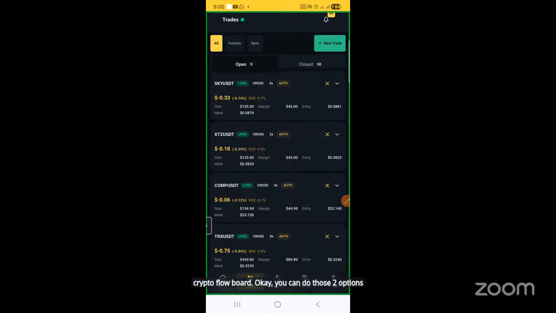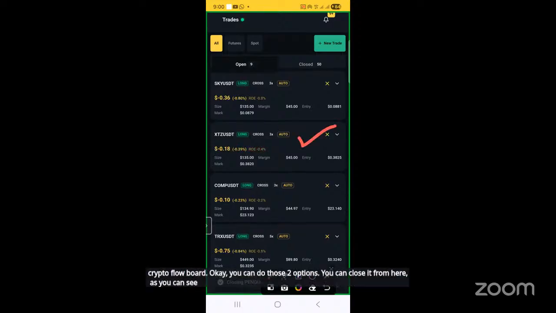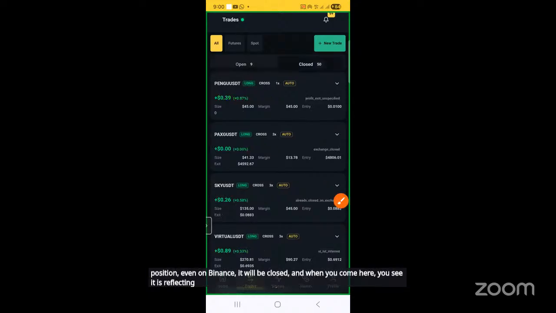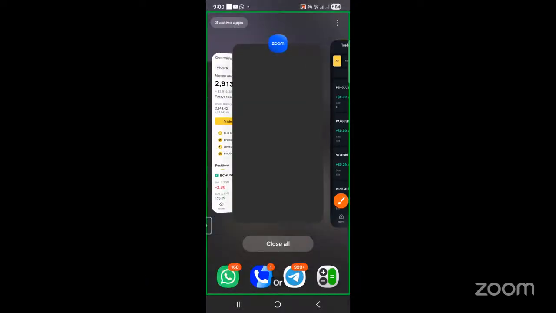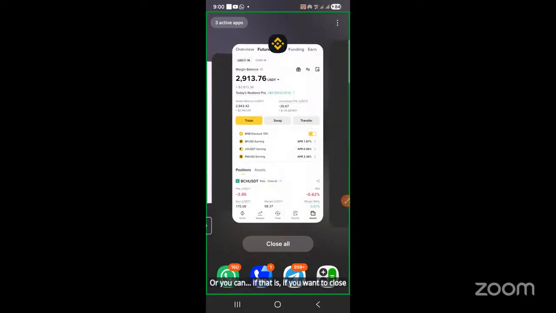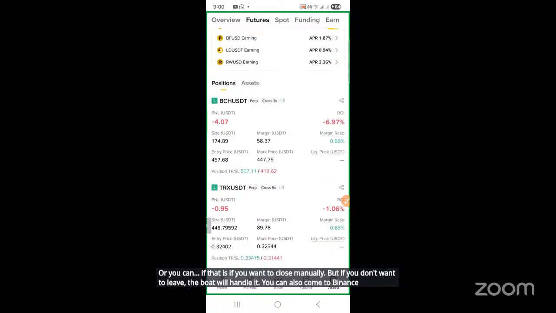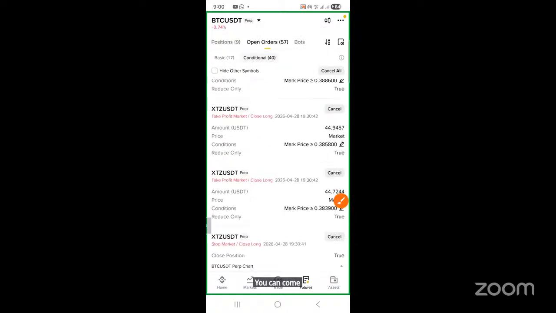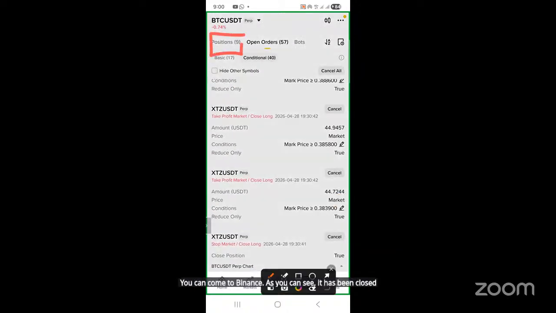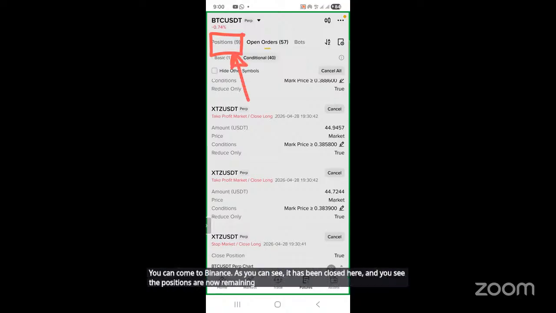You can close it from here. As you can see, it has just disappeared. It means it has been closed. Closing Pengu position. Even on Binance, it will be closed. And when you come here, you see it is reflecting in closed. Or if you want to close manually, the bot will handle it otherwise. You can also come to your Binance. As you can see, it has been closed here, and the positions now remaining are 9. It is already closed on Binance.